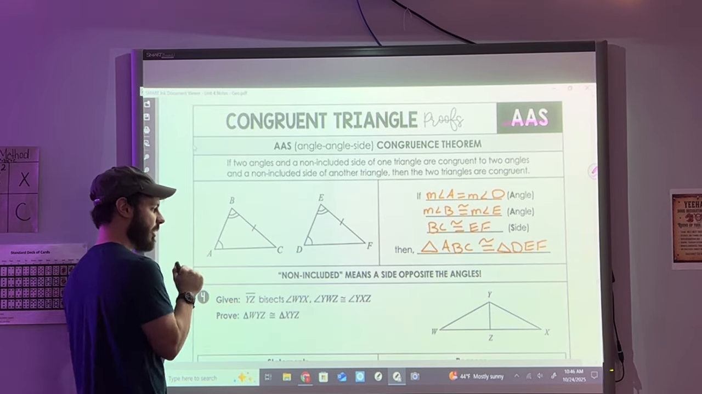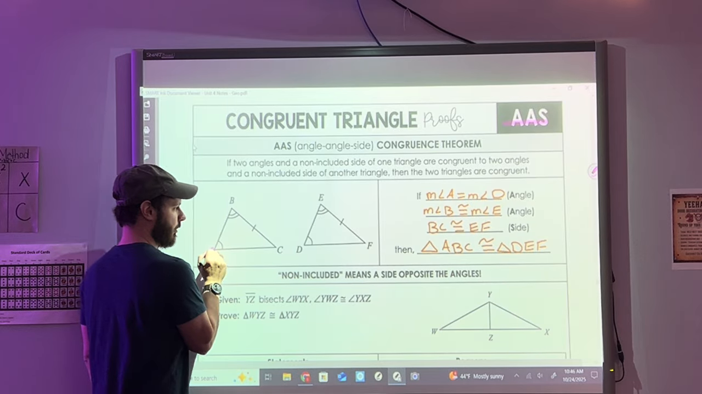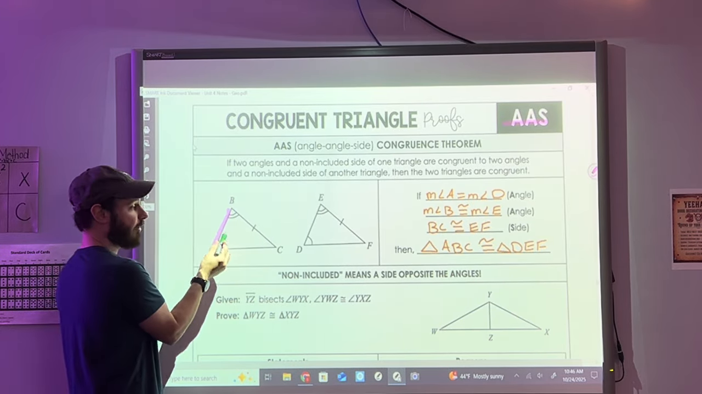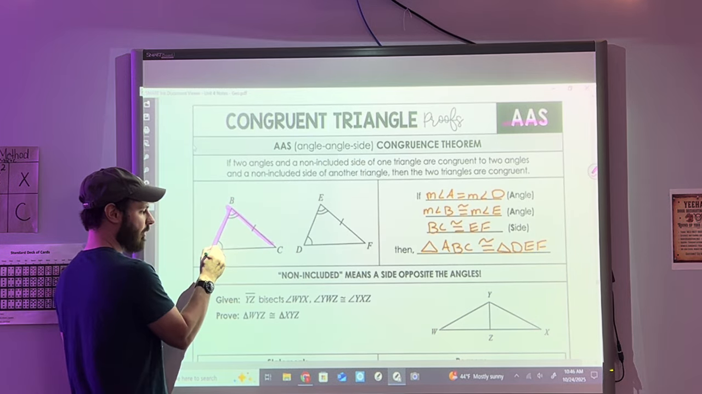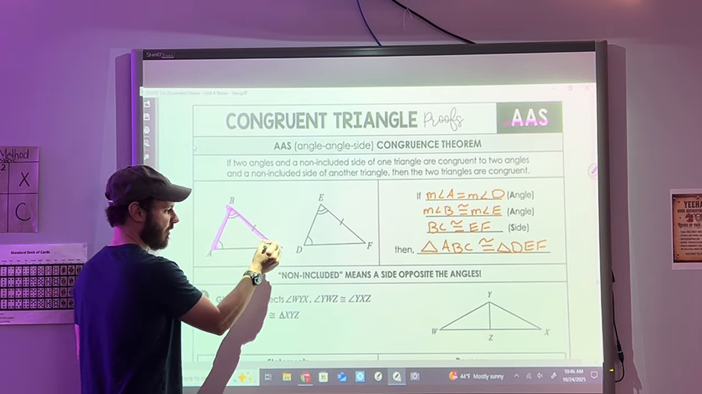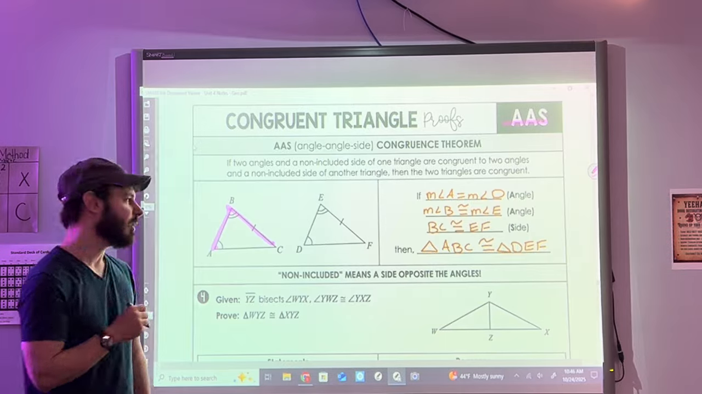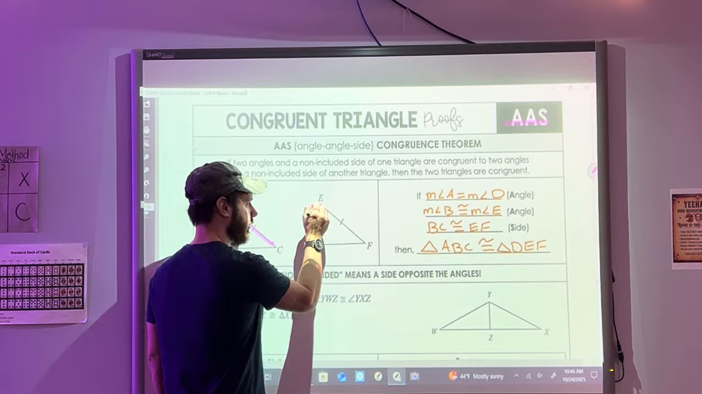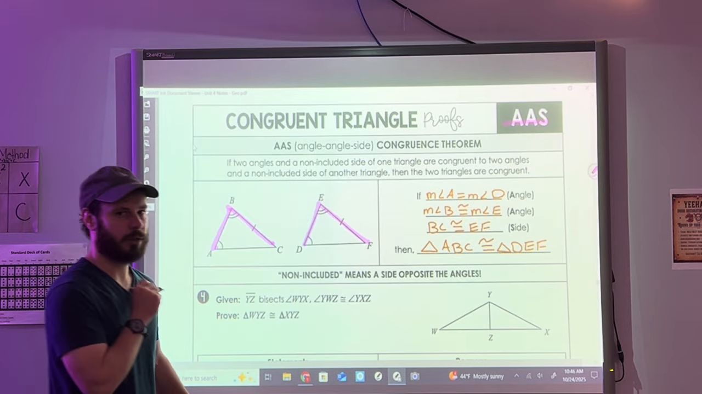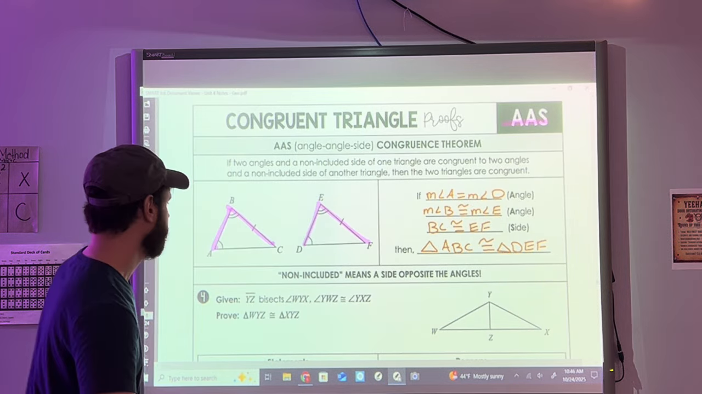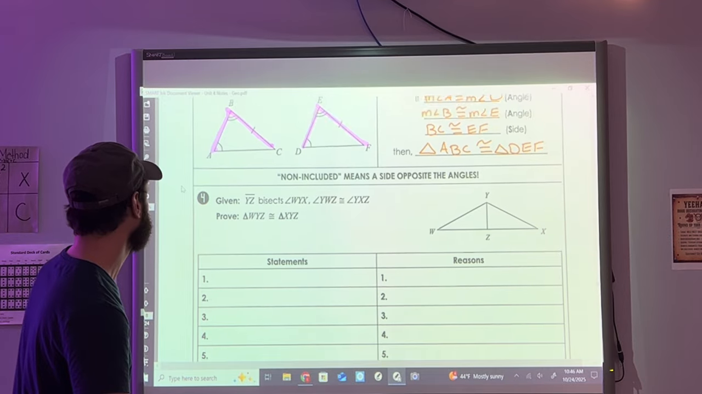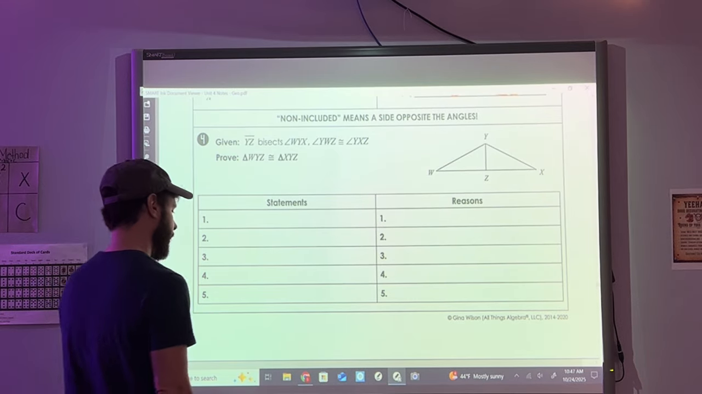So right here I have this. I start at an angle. I go to another angle. I don't have a side in the middle. And then I end on the side. Angle, angle, side. That's what we need to have. This one is hard to see. I will give you that. All right, fill in your own.